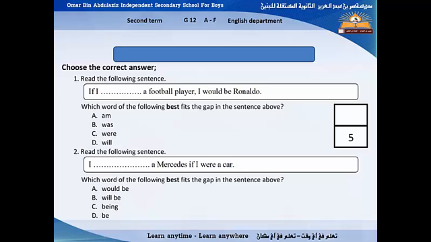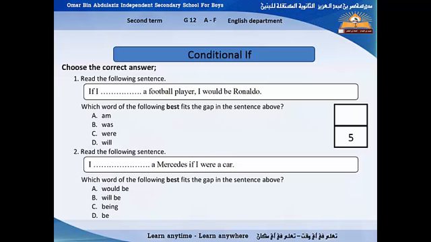And here we got the second sentence. It's a clear impossibility in the second sentence here. If I wear a car, so here it's impossibility. So it's also the second case here, so we use would be. The right answer is would be.